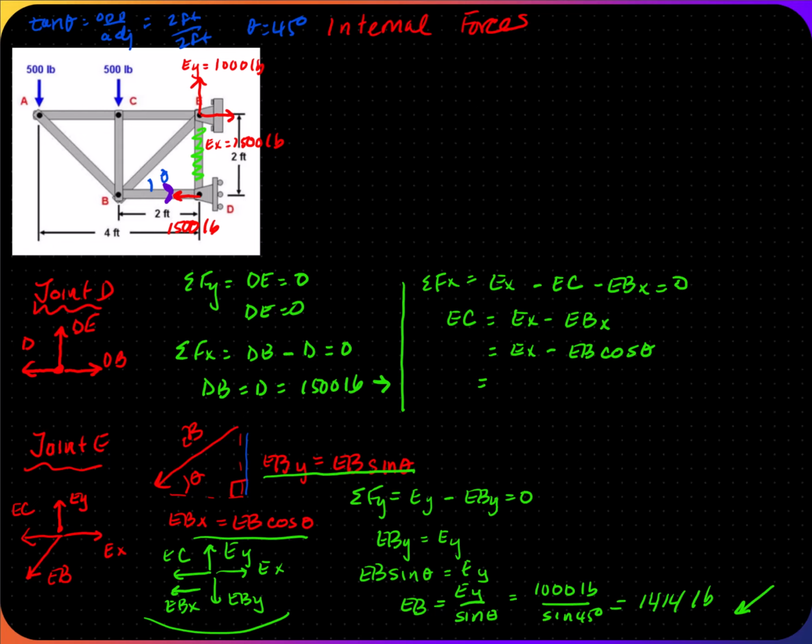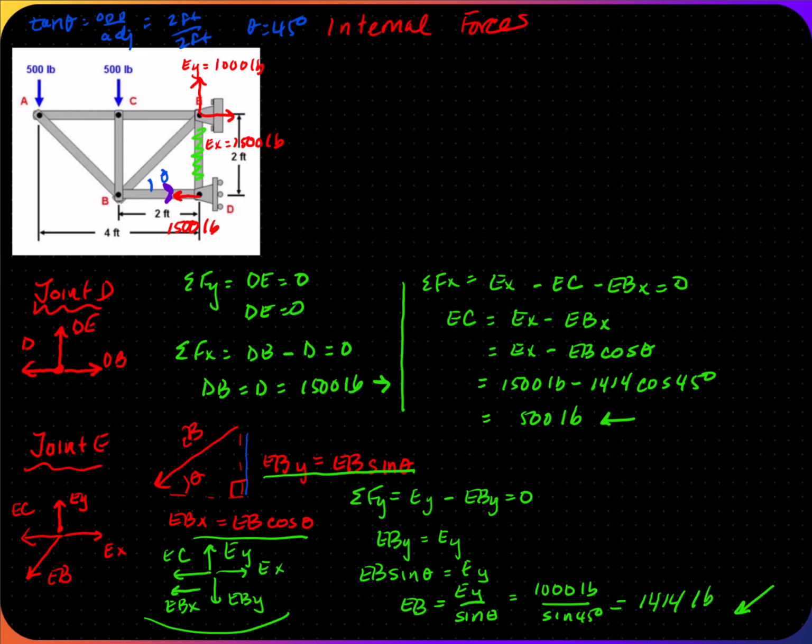EX we calculated as 1,500 pounds. Minus EB we just calculated as 1,414 cosine 45. This equals 500 pounds. Since it came out positive, my direction is correct. It is going to the left.